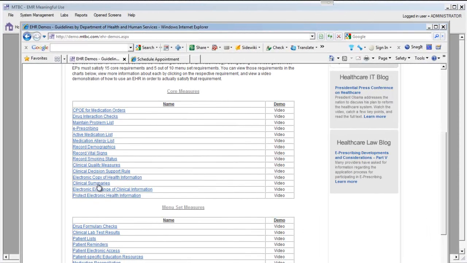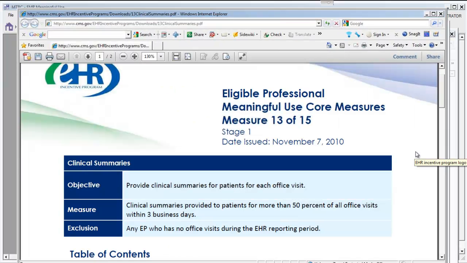First, let's open up the PDF from the MTBC website on clinical summaries. This is the eligible professional meaningful use core measure number 13 out of 15. Provide clinical summaries for patients for each office visit. And the measure here is to provide clinical summaries to patients for more than 50% of all office visits within 3 business days. And an exclusion would be any provider who has no office visits during the EHR reporting period.